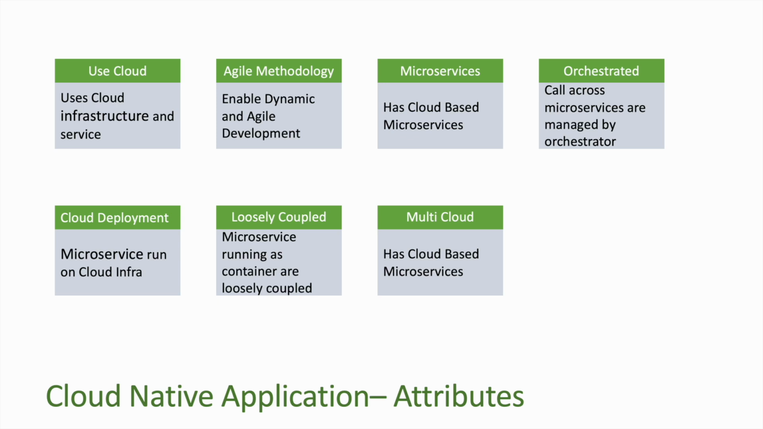Cloud deployment: because we are using cloud and microservices, we use cloud deployments for deploying microservices to the cloud infrastructure. As I said earlier, the microservices are loosely coupled, and that's what makes the application resilient, and then development is independent. Development of each of the microservices is independent, and this is one of the requirements of the cloud native application.